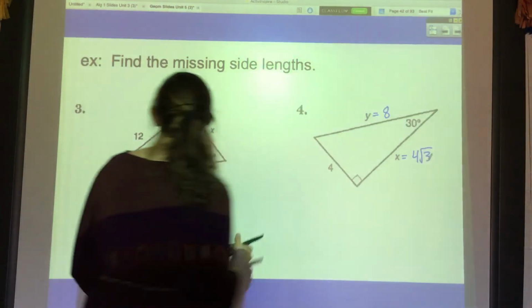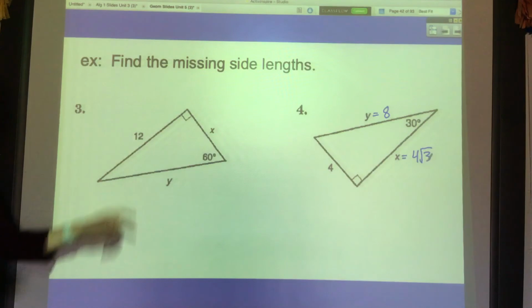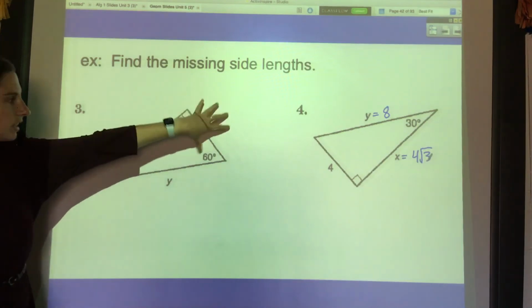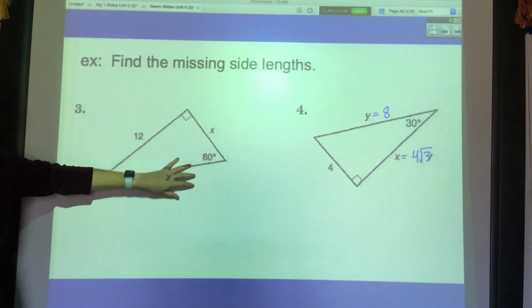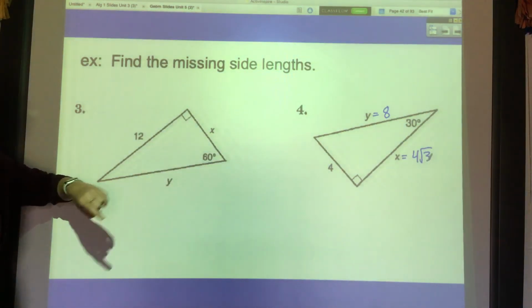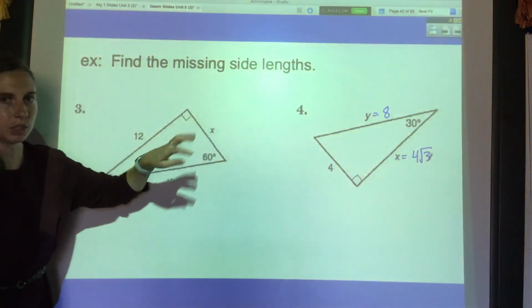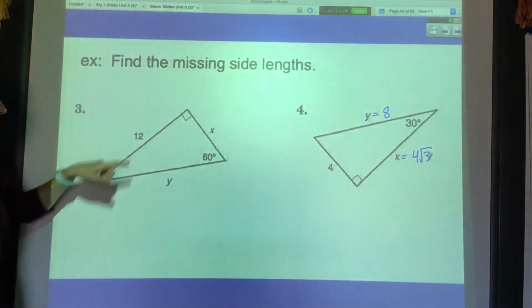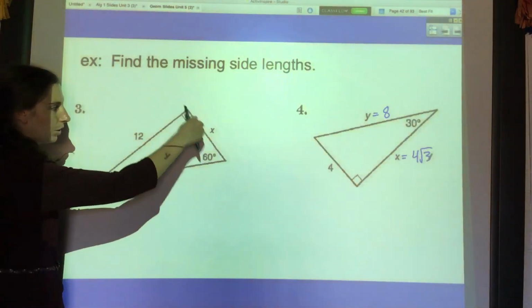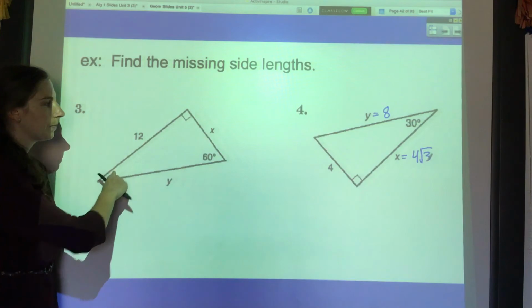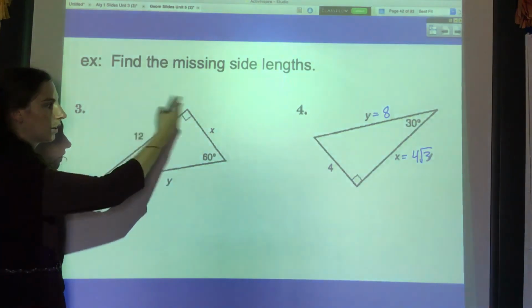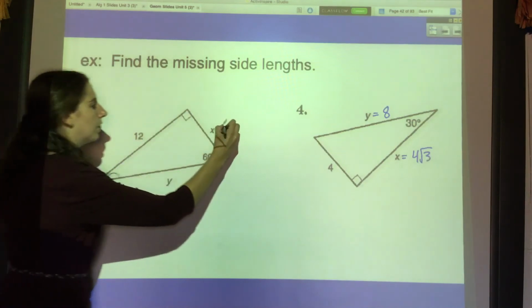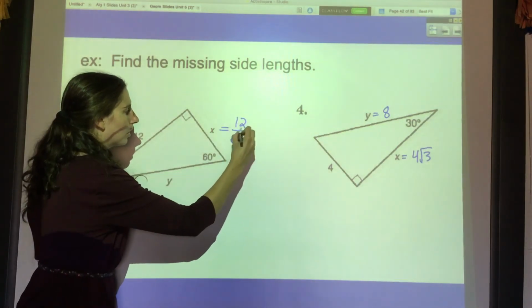On this one, though, it gives me the long leg, and I'm going to have to work back to find the short leg. Then once I have the short leg, I can double it to find the hypotenuse. So again, you've got to work out from the short leg. I'm going to think about, what do I normally do to get from short leg to long leg? Typically, I multiply by the square root of 3. So if I want to go backwards, I will divide by the square root of 3.